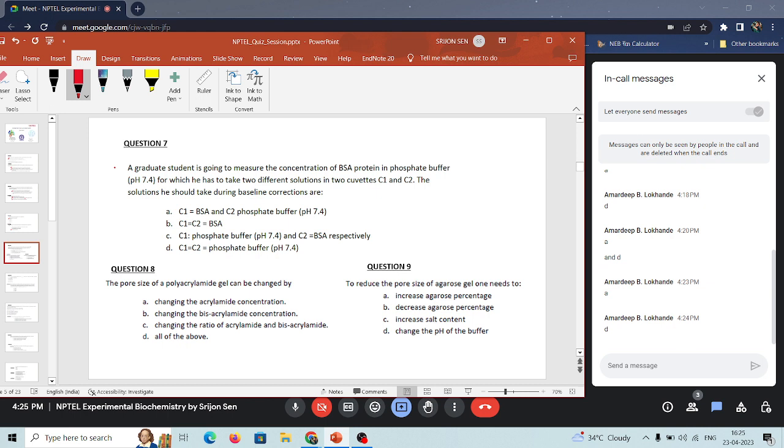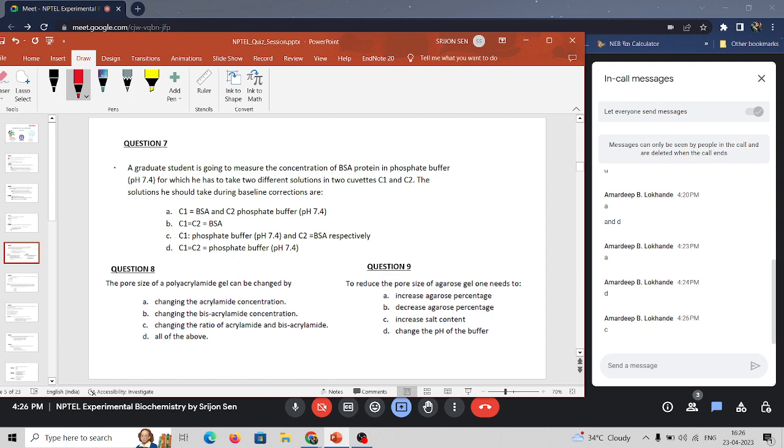So it is said for cuvette 1 it is BSA, cuvette 2 phosphate buffer. Cuvette 1 and cuvette 2 both will be BSA. C1 phosphate buffer, C2 BSA, and C1 C2 both will be phosphate buffer of pH 7.4. So what do you feel is the right answer? C. Okay, why do you say that C1 is phosphate buffer and C2 is BSA?